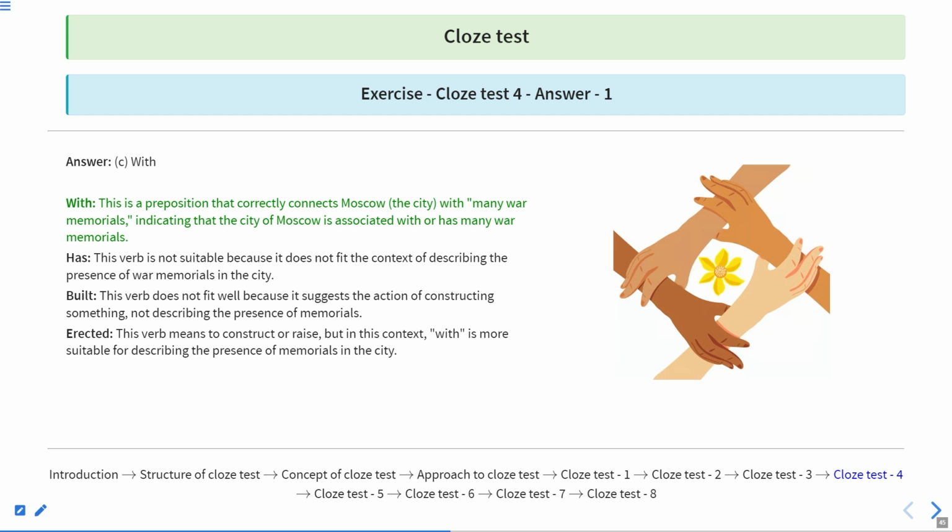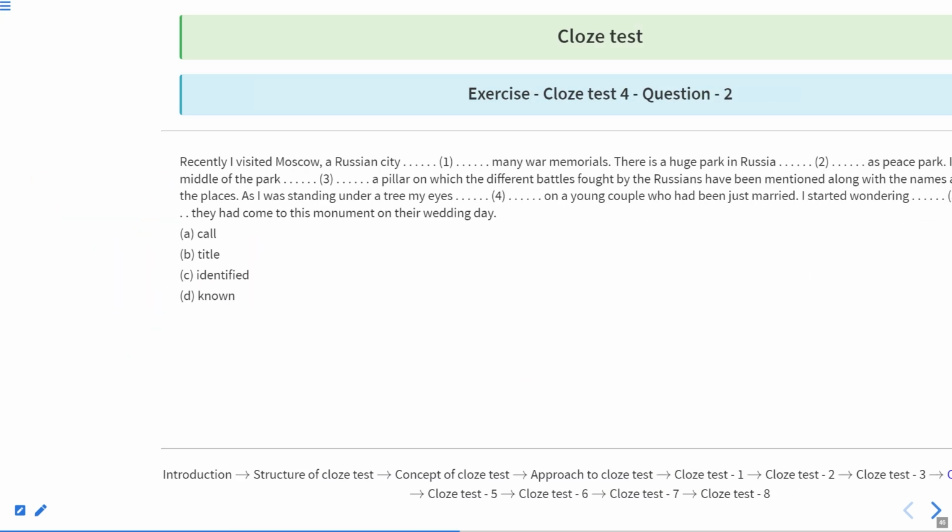Has. This verb is not suitable here because it does not fit the context of describing the presence of war memorials. It cannot be built, because built suggests an action of constructing, not describing the presence of memorials. It cannot be erected. Erected means to construct or rise. But in this context, with is more suitable for describing the presence of memorials in the city.